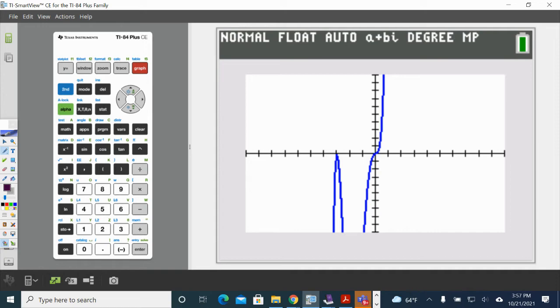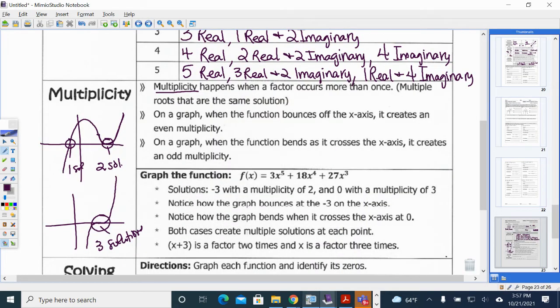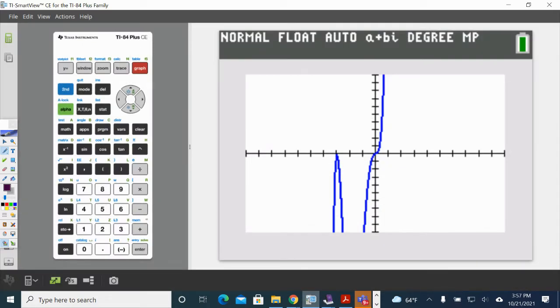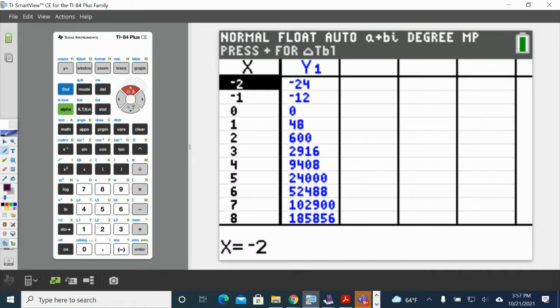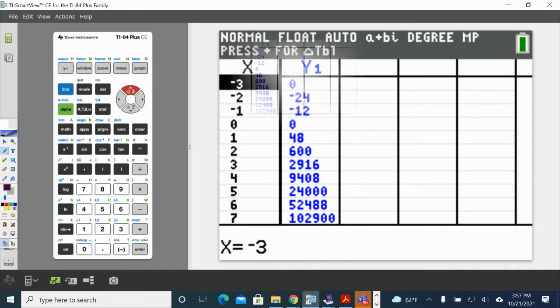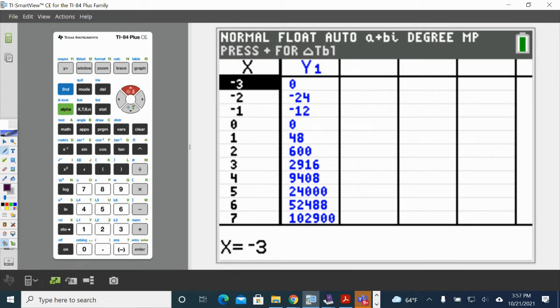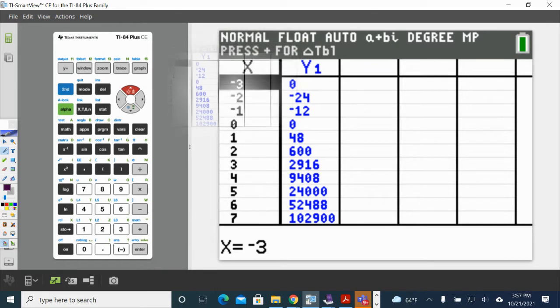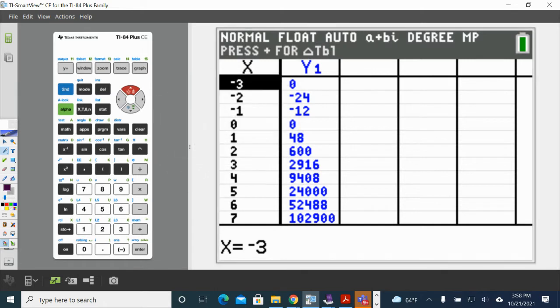So now let's go back and read what the bullets say. So the solutions are -3 with a multiplicity of 2 and 0 with a multiplicity of 3. So let's just go back and investigate. So at -3, the y value is 0. Think back to the chapter on quadratics. When we were solving by graphing, the x is the solution if the y value is 0. So notice where x is equal to -3, the y is 0. That is a solution. 0 is also a solution because the y value is 0.